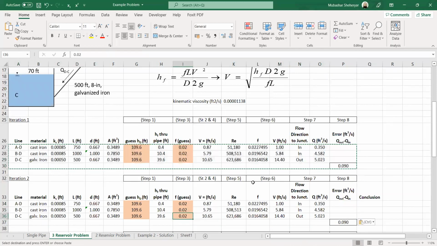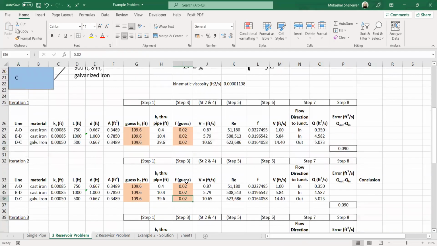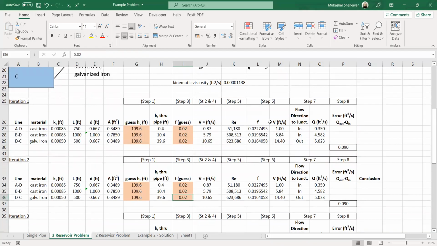To solve the first equation, we assume the friction factor. Based on this friction factor, we again calculated the friction factor. We will use the new friction factor that we calculated in the previous iteration as the friction factor.